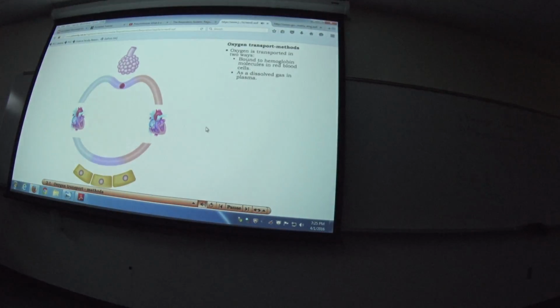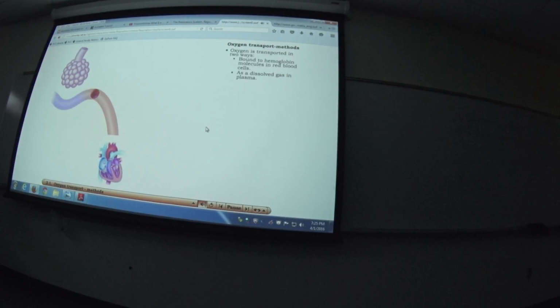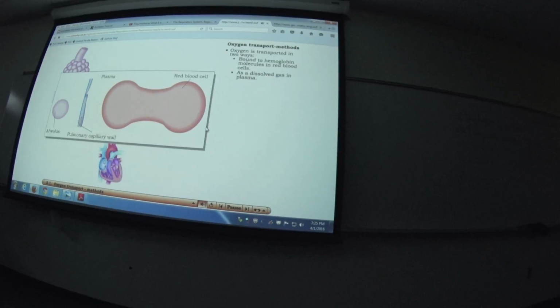Oxygen is picked up in the lungs and transported to the other body tissues in two ways: attached to hemoglobin molecules in red blood cells and as a dissolved gas. Oxygen is not very soluble in water. Because of this, only a very small percent of the oxygen is transported as a dissolved gas. And frankly, we're going to ignore that. Even though there is some just floating around, 1.5%, I don't care, you don't care, we're going to skip that. We're going to focus on the oxygen that's not just floating around.